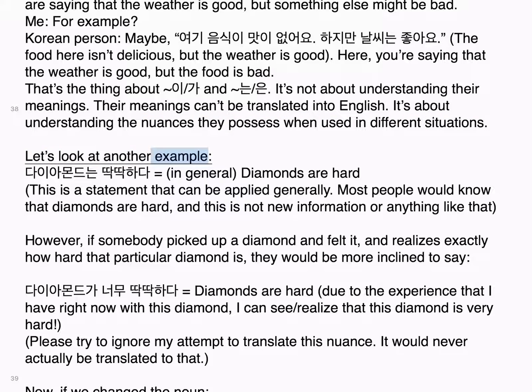Let's look at another example. 다이아몬드는 딱딱하다. In general, diamonds are hard. This is a statement that can be applied generally. Most people would know that diamonds are hard, and this is not new information. However, if somebody picked up a diamond and felt it, and realizes exactly how hard that particular diamond is, they would be more inclined to say, 다이아몬드가 너무 딱딱하다. Due to the experience that I have right now with this diamond, I can realize that this diamond is very hard. Please try to ignore my attempt to translate this nuance. It would never actually be translated to that.